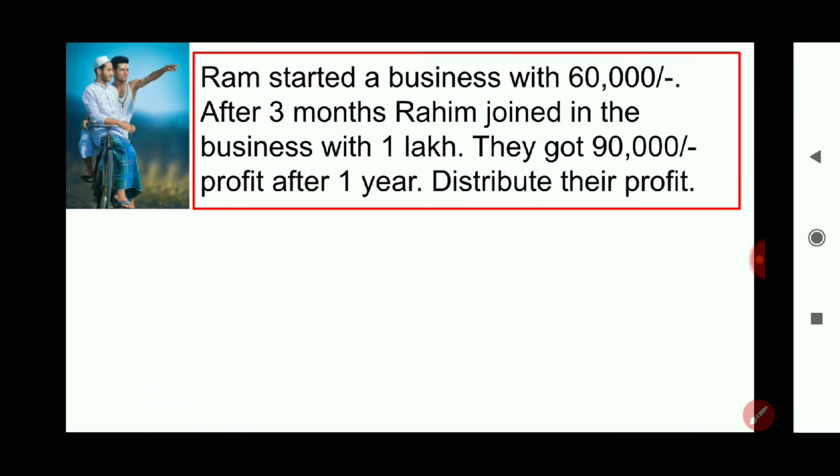Now one more question. Ram started a business with 60,000 rupees. After 3 months, Rahim joined in the business with 1 lakh. They got 90,000 rupees profit after 1 year. Distribute their profit. Observe here, investments are different. At the same time, periods also different. Did you observe? Ram's investment is 60,000, Rahim's investment is 1 lakh. Ram's period is 12 months, Rahim's period is 12 minus 3, 9 months. Investments are different, period is different. Then how do you distribute the profit?